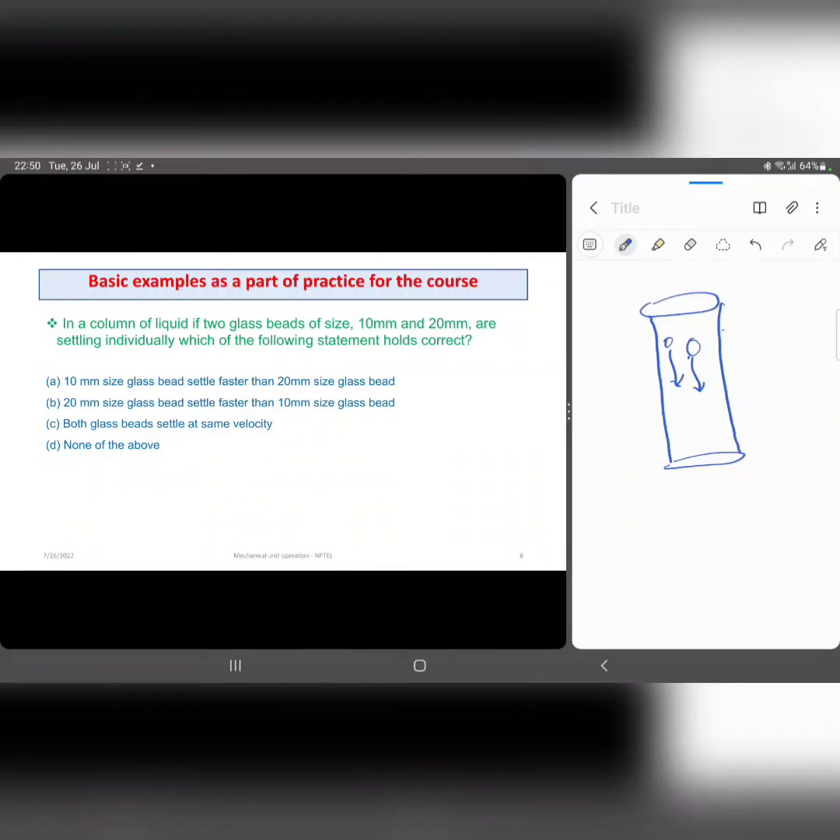So what may be the answer? There are four options. A: the 10 mm glass bead settles faster than the 20 mm. B: vice versa. C: both have the same velocity, and D: none of the above. We can see that it's a basic settling velocity problem, or Stokes law, the famous experiment which all of us performed in physics. The same law will be useful here.